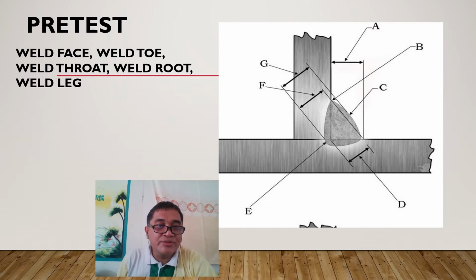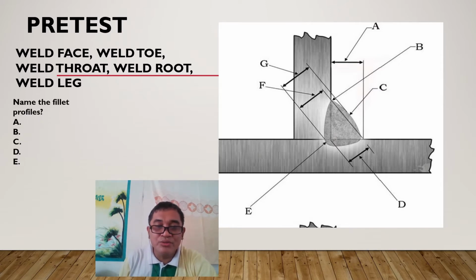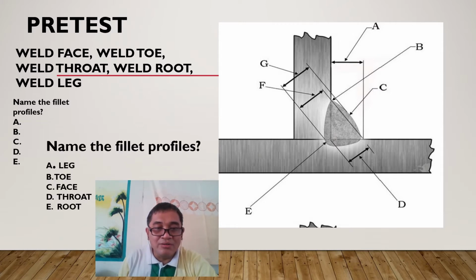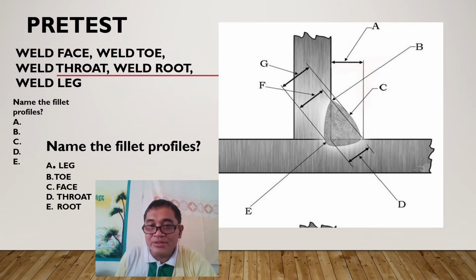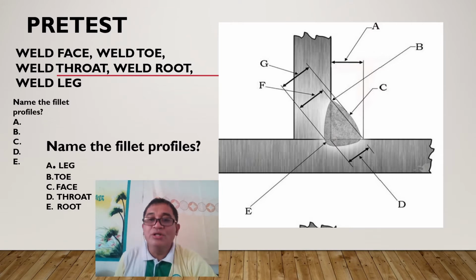Okay, before we proceed, let's have a pretest. From what you have learned, you have here the names of the fillet weld profiles. Name them according to the arrows, the letters and their corresponding arrows. I'll give you a few seconds to do that. Okay, are you ready now to answer? Letter E is the leg, letter B is the toe, letter C is face, and D is throat, and letter A is the root.